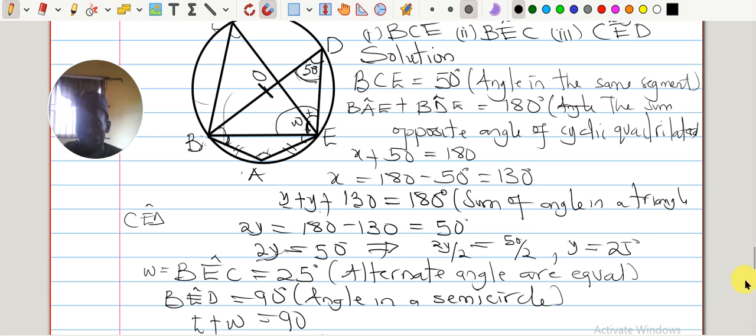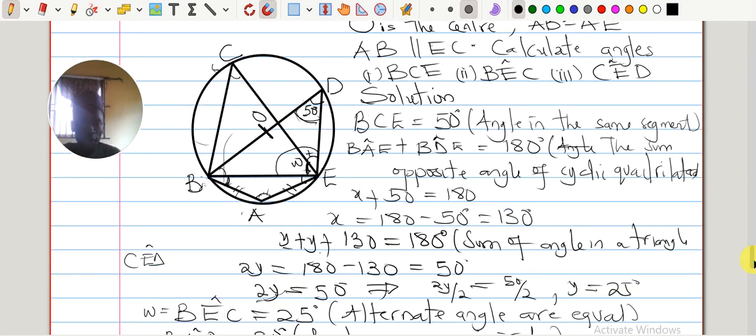Now when you look at this one, this is my C, right? Let me scroll up a little bit. You can see that my CE, this one is for my CED. Let me just draw a pointer line here. Okay, that is, we have CED is equal to 65 degrees.